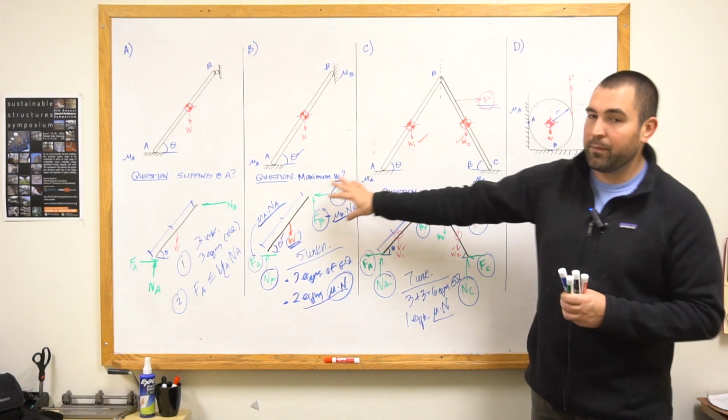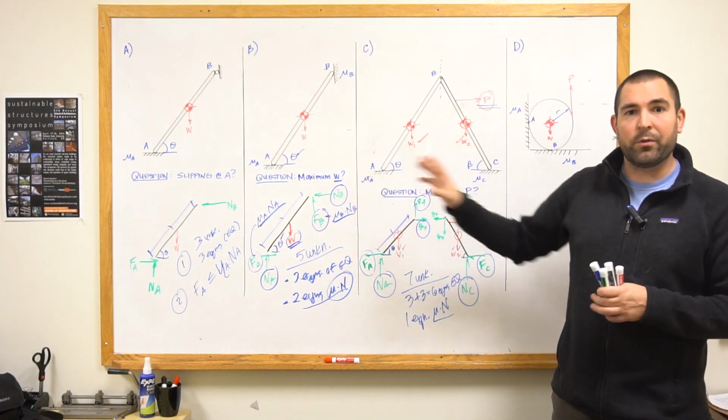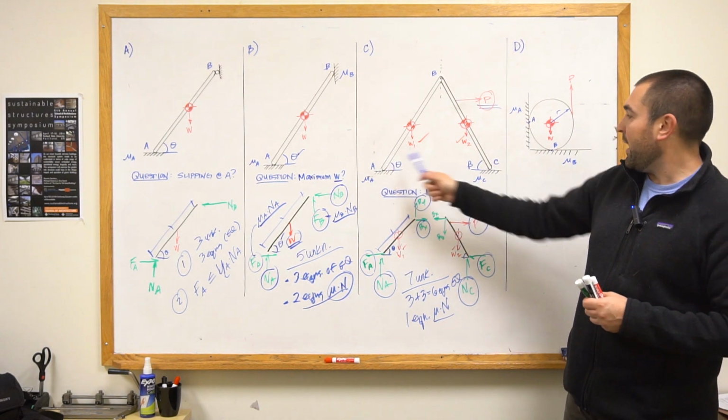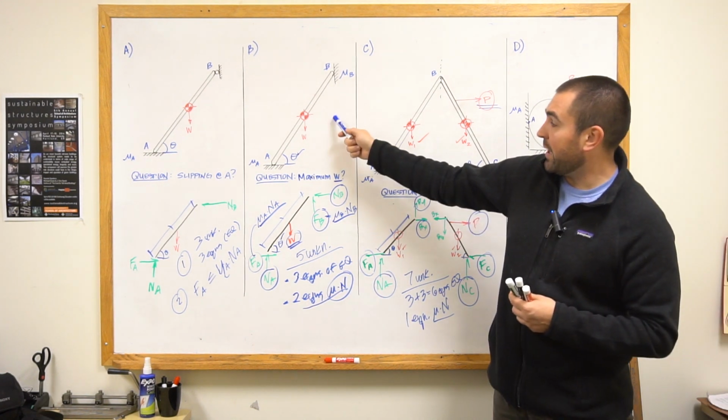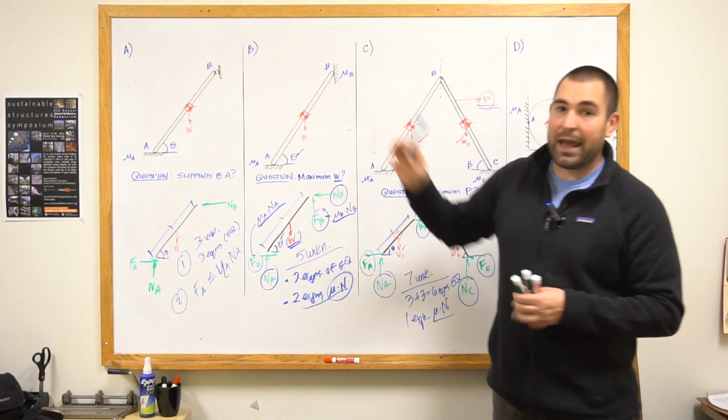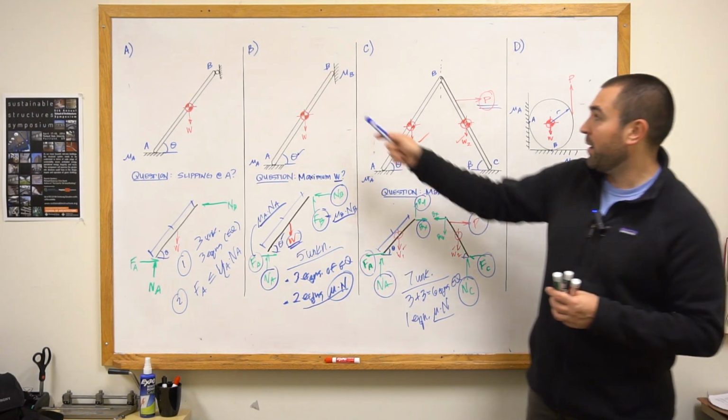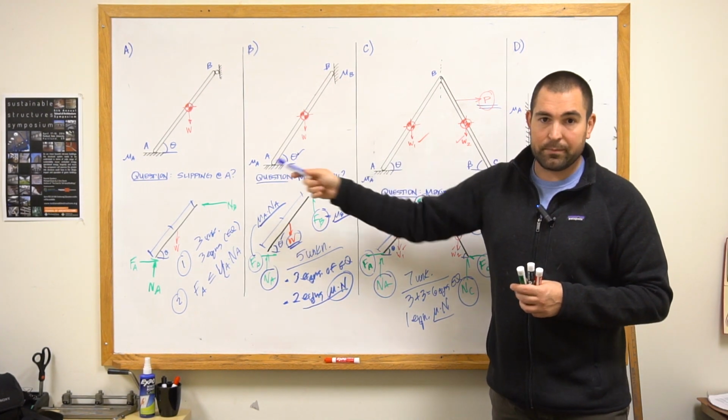Other than that, it's the same kind of idea as the previous scenario. The big difference here is that A and C can slip independent of each other, whereas in example B, A and B have to slip at the same time because they're connected with a rigid link.